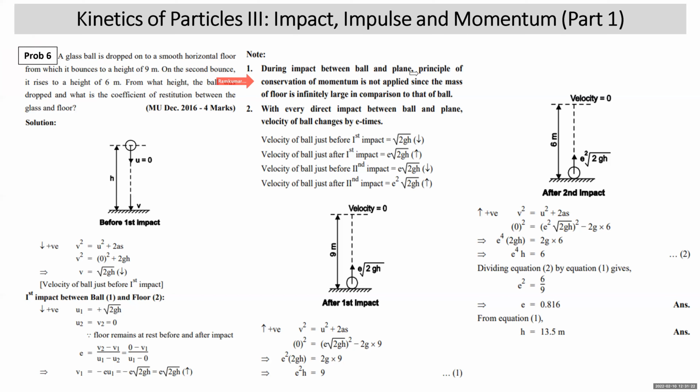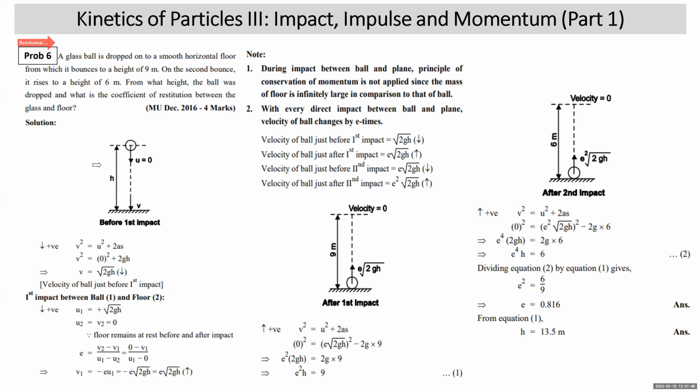During impact between ball and the plane, the principle of conservation of momentum is not applied since the mass of the floor is infinitely large in comparison to that of the ball. Now we'll use this in this problem. A glass ball is dropped onto a smooth horizontal floor from which it bounces to a height of 9 meters. On the second bounce, it rises to a height of 6 meters. From what height was the ball dropped, and what is the coefficient of restitution between the glass and the floor?